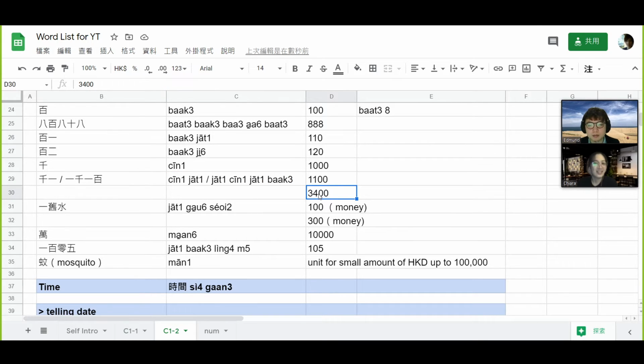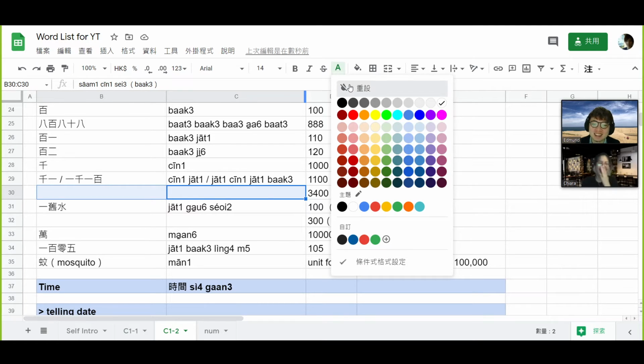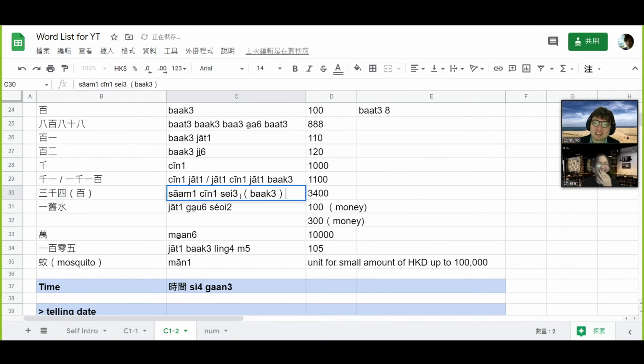How about this one? Say is a perfect pronunciation of to die. Or if you want, you can add the ba at the end. But usually in daily conversation, they say 三千 say.